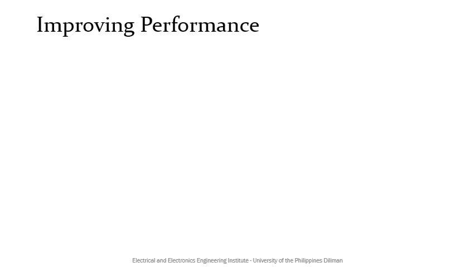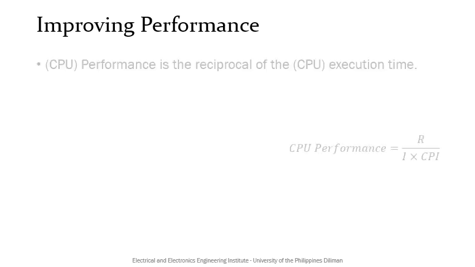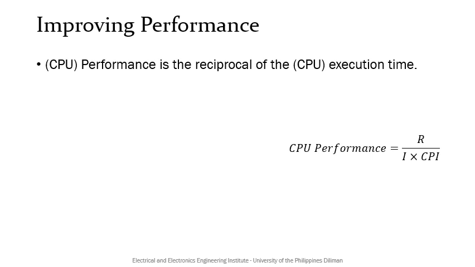We end this lecture by recalling the concepts introduced regarding performance. First, performance is the reciprocal of the execution time. CPU performance is the reciprocal of CPU time. CPU performance can be computed as R over I times CPI, since CPU time is I times CPI over R.